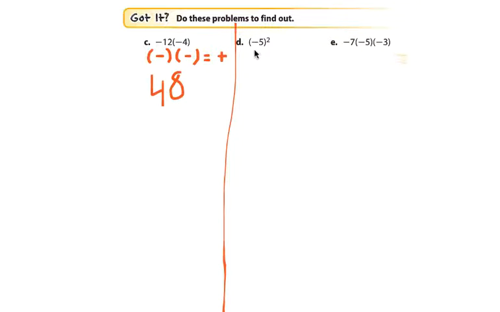All right, here we have negative 5 to the second power. So negative 5 to the second power is really just negative 5 times negative 5. And just like in our last situation, a negative times a negative gives me a positive. So 5 times 5 should give me a positive 25.